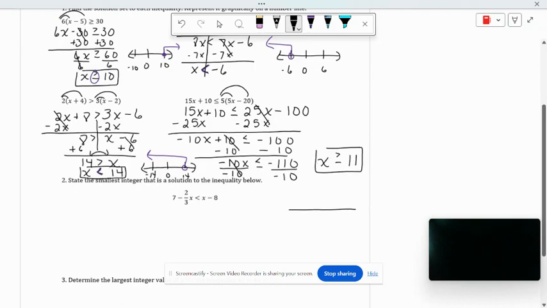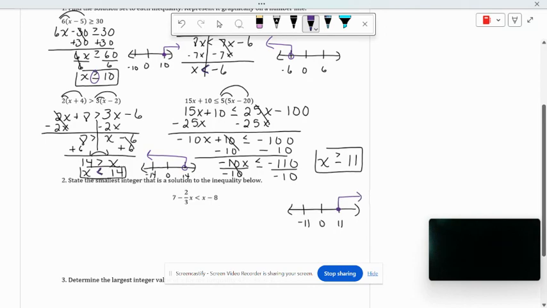Go to graph it. I have 0, I have positive 11, I have negative 11. Because it's greater than or equal to, I'm going to put a closed circle on 11, and the inequality points to positive infinity.